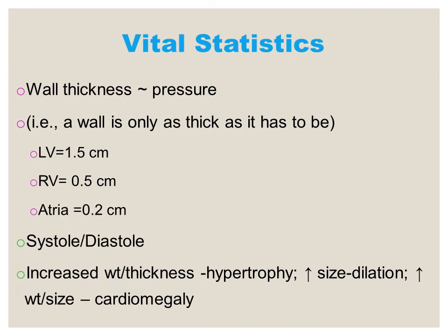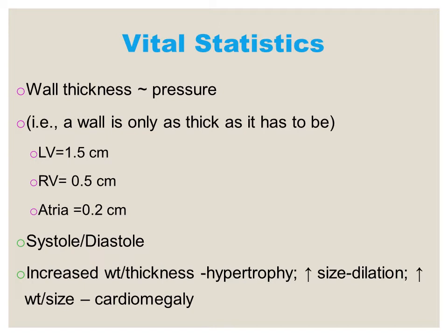So the wall thickness of the heart is directly proportional to the pressure. The left ventricular wall is approximately 1.5 centimeters thick, and the right ventricle is approximately 0.5 centimeter thick. So the left ventricular wall is thicker than the wall of the right ventricle, and the atrial wall thickness is approximately 0.2 centimeter. The heart pumps blood during systole, and it relaxes and allows the blood to fill through the atria into the ventricle in diastole.